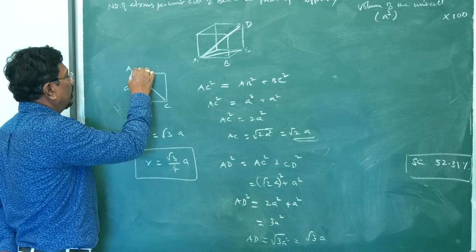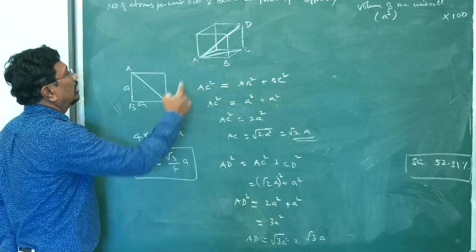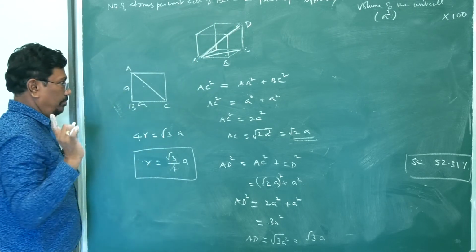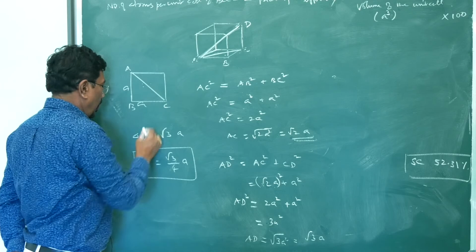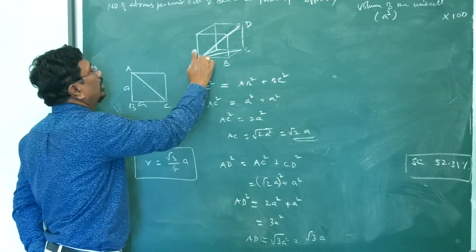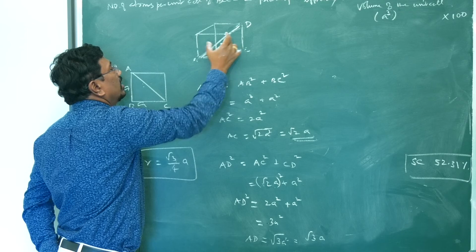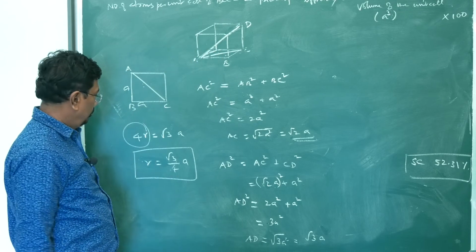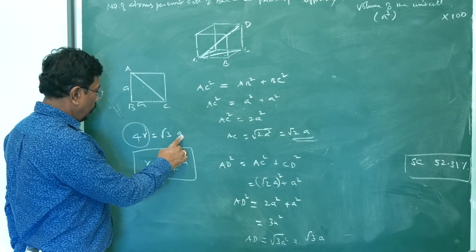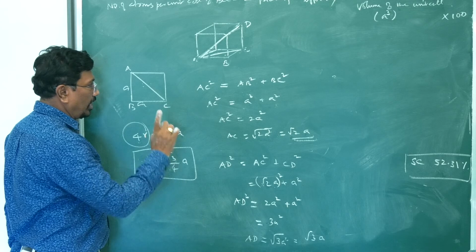So the radius of the atom in terms of edge length we have calculated. To start with, we have calculated AC and then we have calculated AD. AD is nothing but 4R, because 1, 2, 3 atoms are present. Here one radius, here two radius, here one radius. 4R is equal to root 3A. Therefore R is equal to root 3 by 4 A.